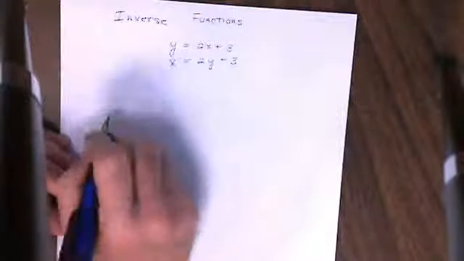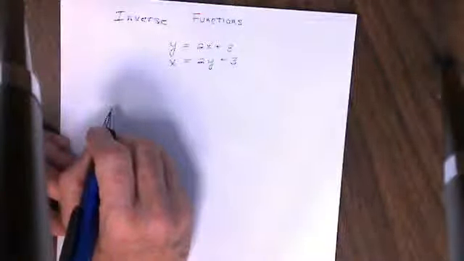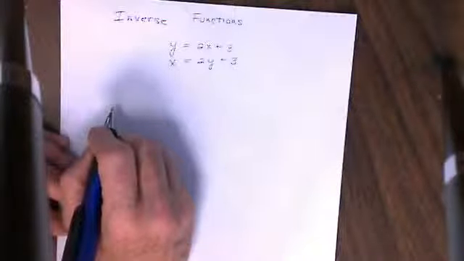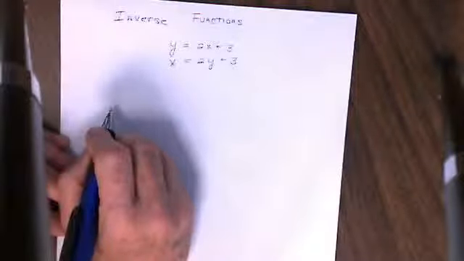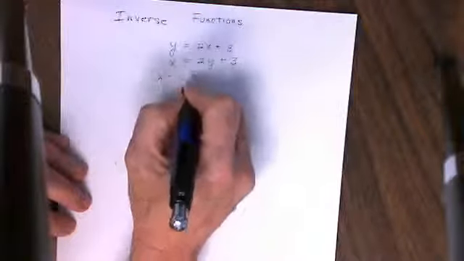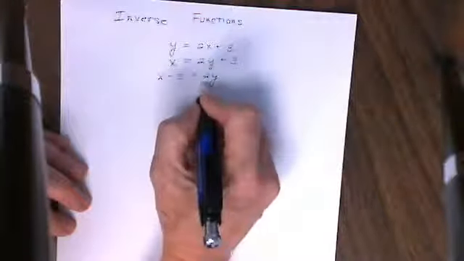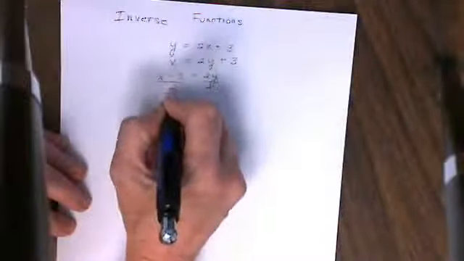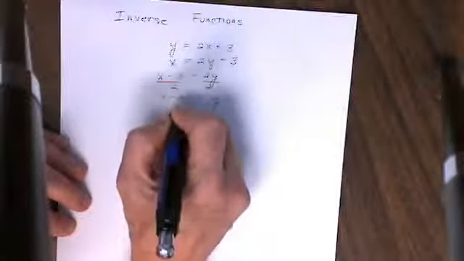The second thing I'm going to do is solve the equation for y, which is mathematical code for get the y alone on one side of the equation. To do that, I am going to subtract 3 from both sides of the equation. Now my equation looks like this. Next, to get y alone, I'm going to divide both sides of my equation by 2. I find that y is equal to x minus 3 divided by 2.